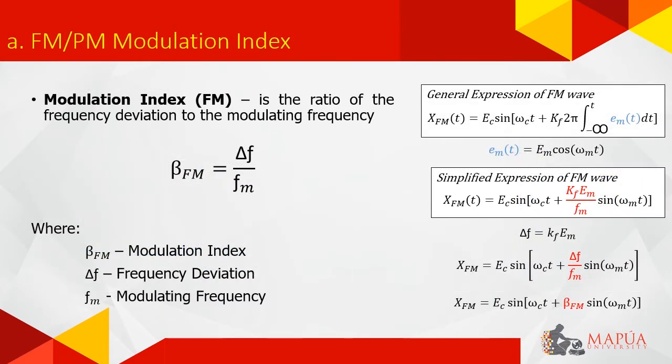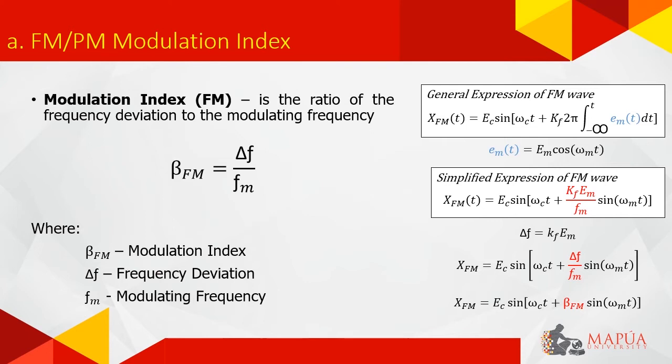For the FM modulation index, it is the ratio of the frequency deviation to the modulating frequency, which is given by β_FM = Δf / f_m, where β_FM is the modulation index, Δf is the frequency deviation, and f_m is the modulating frequency.